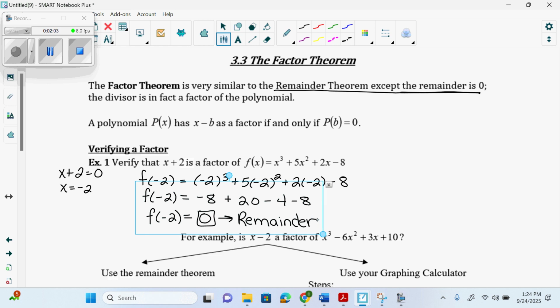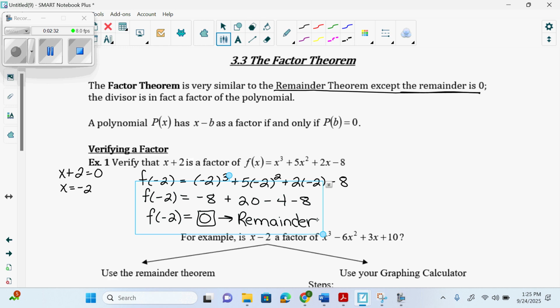So if we use remainder theorem and we plug in the x value and we get a remainder of 0, we then know that x plus 2 is a factor because it went in evenly. If we did this and we got a number like 5, then we'd have negative 2, 5. That's just a coordinate. That's not an actual factor. Okay? It has to go in evenly. It has to have a remainder of 0.